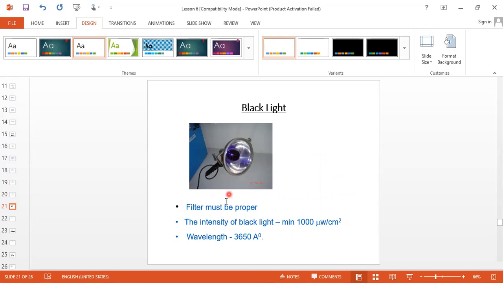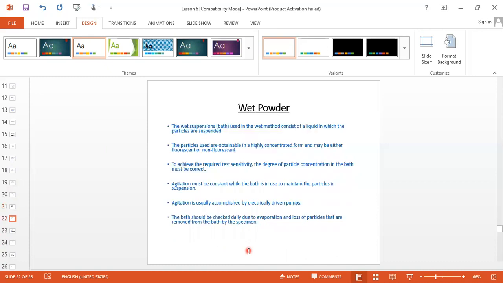Here we have to take a precaution, because if the filter is broken, then UV light will come out, and that is harmful to our skin. So we have to take care of the filter; the filter must be proper. The minimum intensity of black light should be 1000 microwatt per centimeter square. The wavelength is 3650 angstrom, or 365 nanometer.